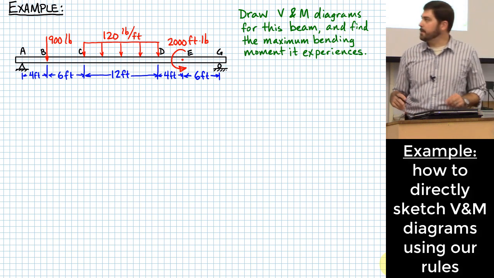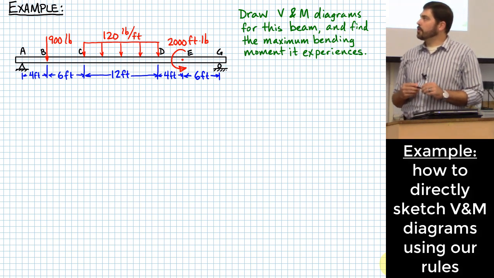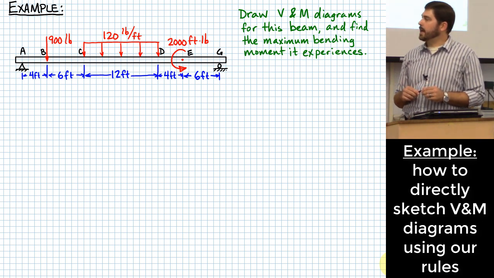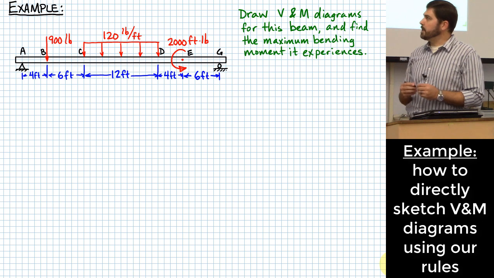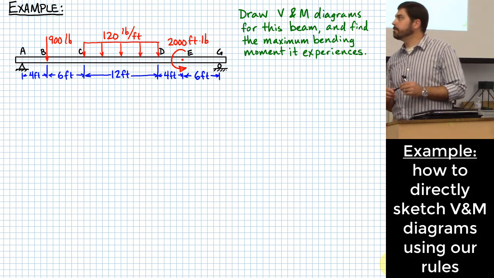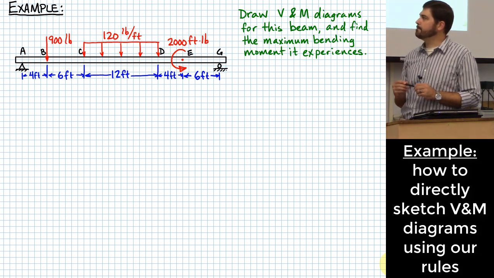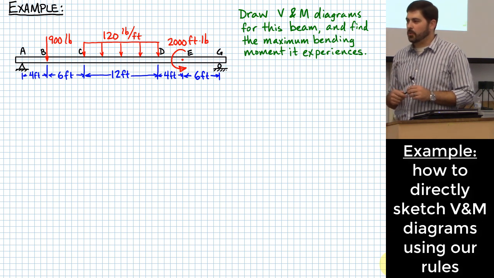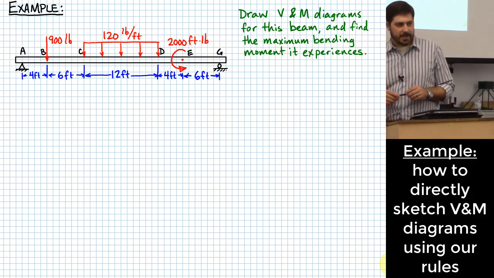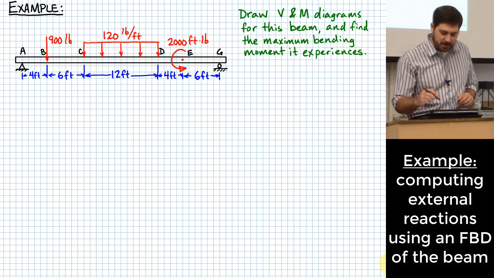So we're going to do this example right here. Our instructions are draw V&M diagrams, that stands for shear and bending moment diagrams, for this beam, and find the maximum bending moment that the beam experiences. Okay? I'll give you one guess. What do you think our first step is for a problem like this? Free body diagram. Okay? A free body diagram is a good idea.